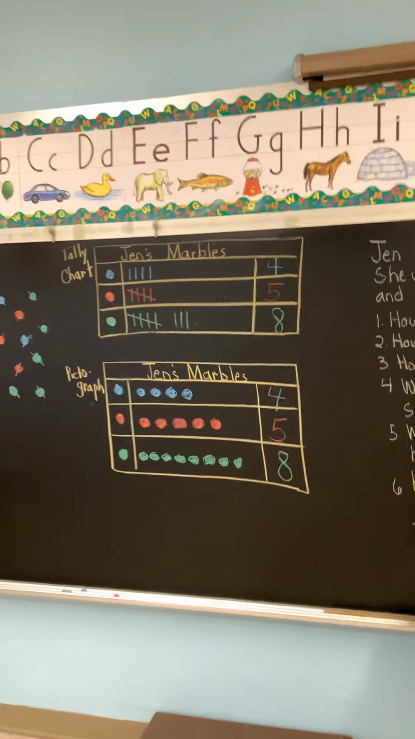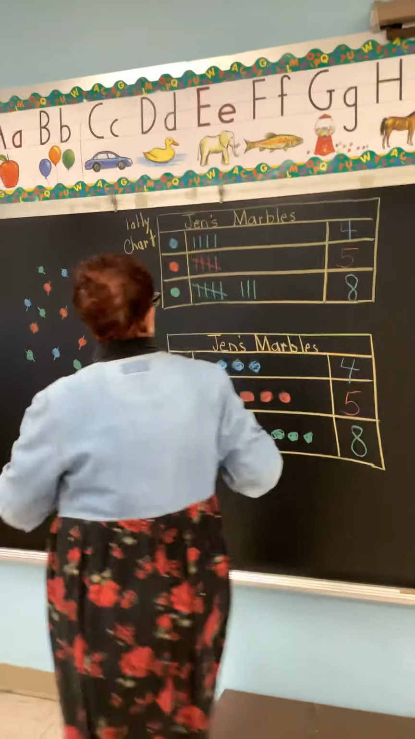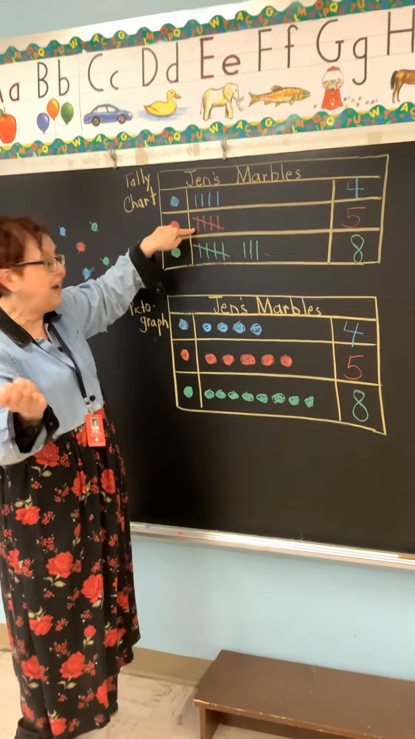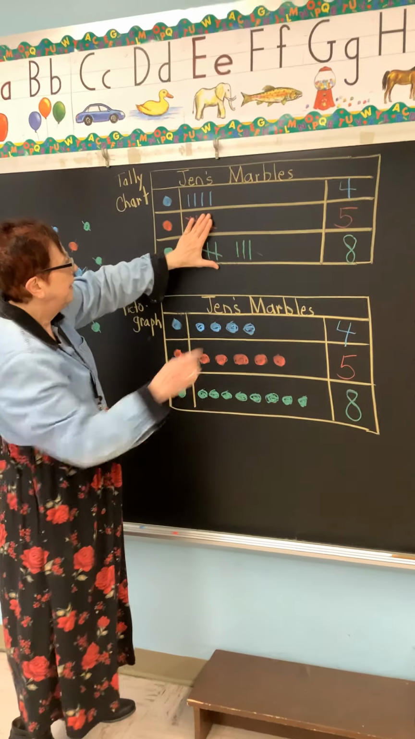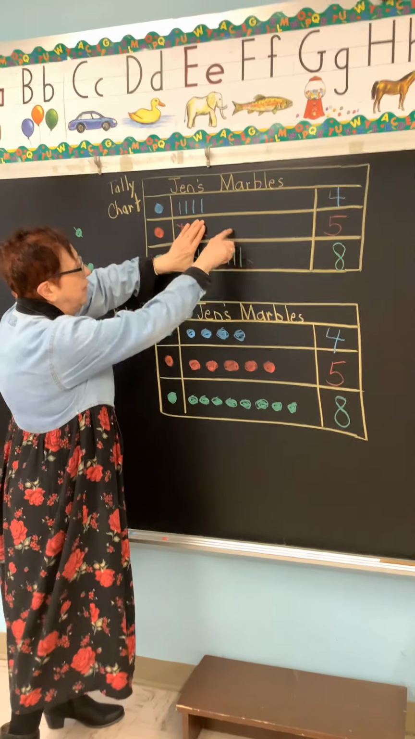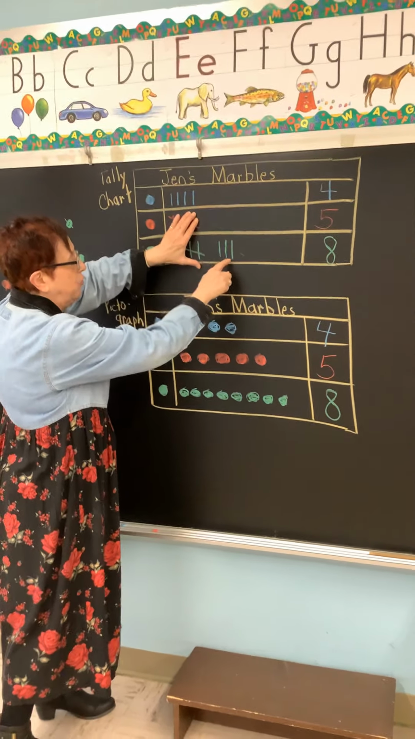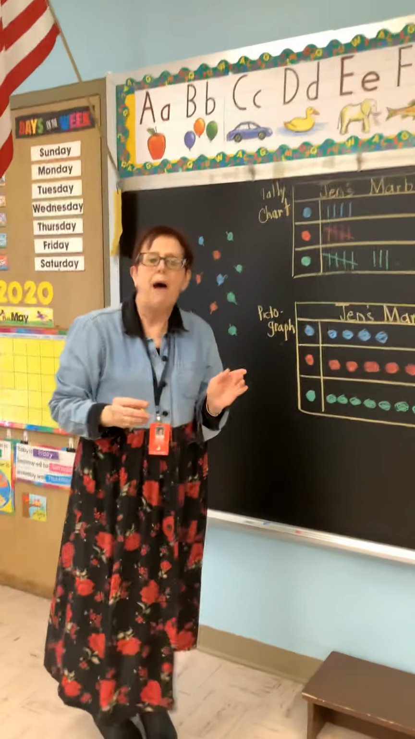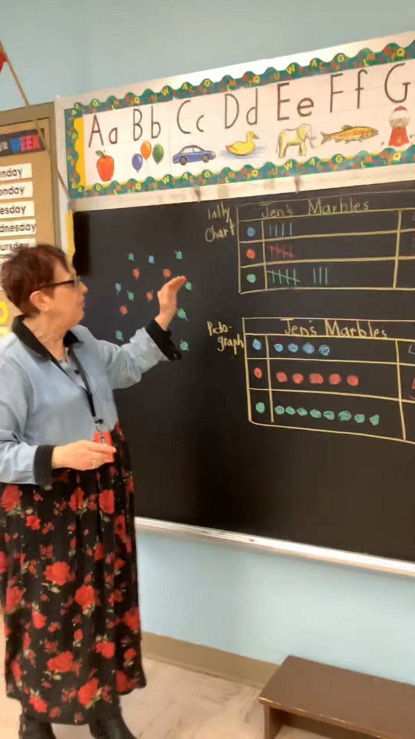And even looking at the picture, because I'm going to come back over here. How many less means there are less, right? Aren't there less red? How many less? So look, there are 3 less. See, there's not 3 here, but there's 3 here. So this is a little bit about using tally charts and graphs.